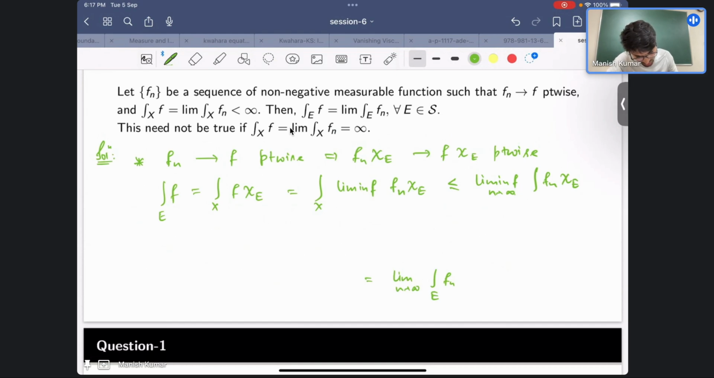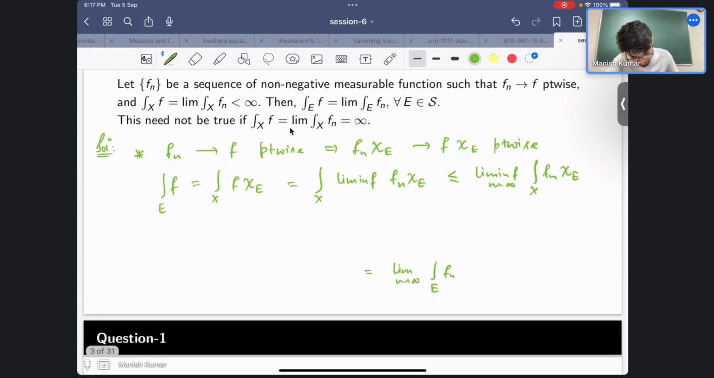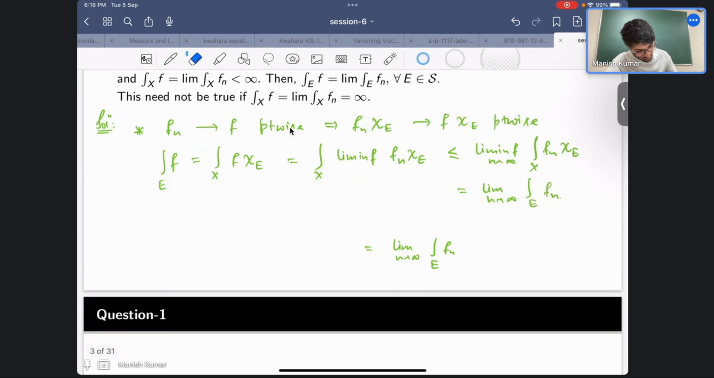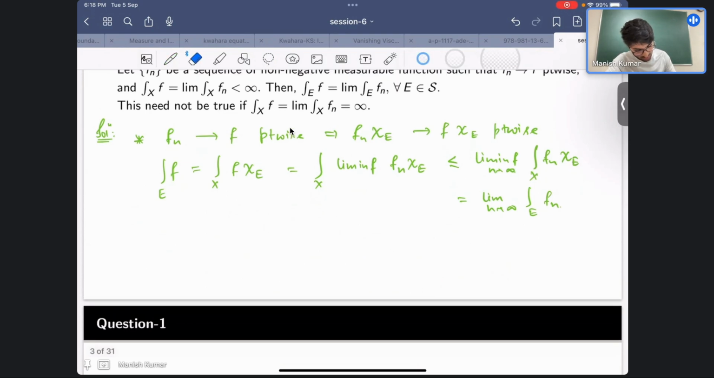So what else is given to you? So fn of chi e is nothing but the limit as n tends to infinity over e, right? So over e you can write fn. So this is one thing what we have got, right? That the limit of this quantity, this is f of e over e, is less than or equal to this limit of this.